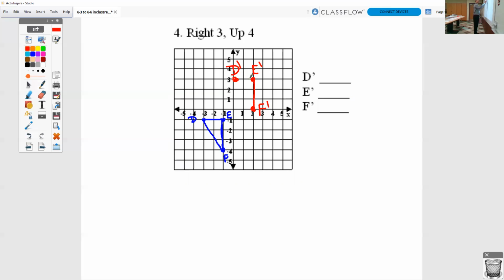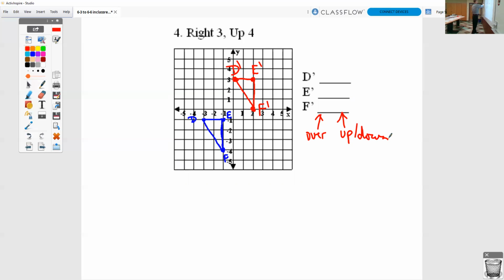Again, connect the dots. Your shape should be the same exact size, same exact shape. Notice 2 wide at the top, 2 wide at the top, 3 tall and 3 tall. We labeled it with primes. Again, your first number is how many you go over. Your second number is how many you go up or down.